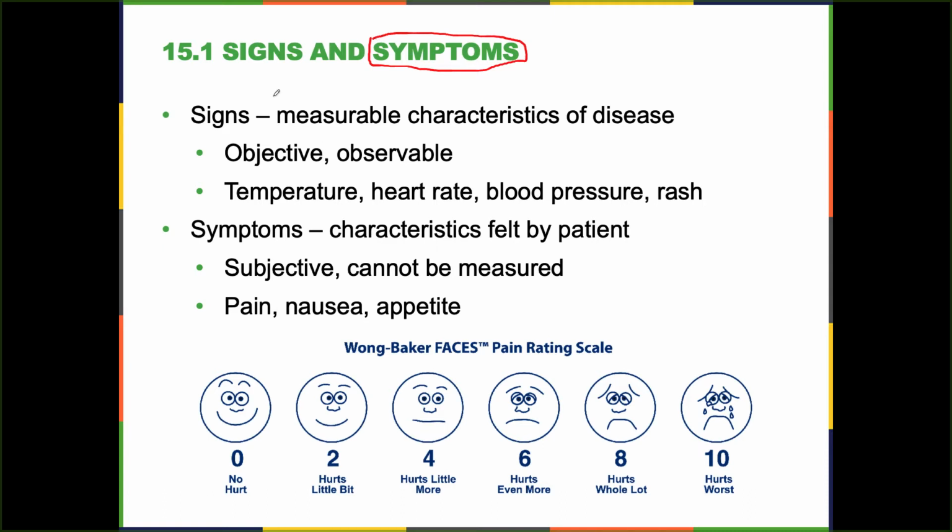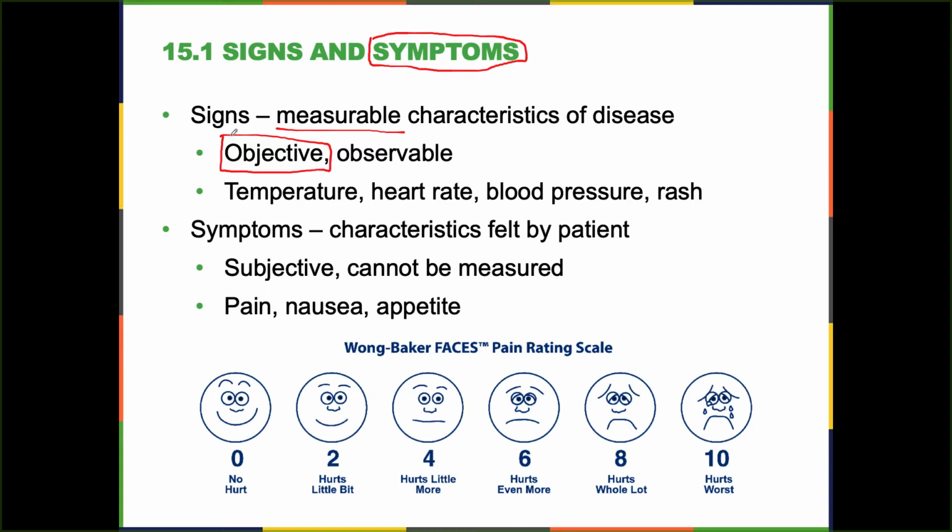So signs are measurable, right? They're objective, and they can be observed, right? So anything that can be measured, whether it's something that's seen or observed: temperature, heart rate, blood pressure, a rash, a cut, anything like that, although a cut technically isn't microbial in origin, right? But it can often lead to diagnosis. But anything that can be seen, observed, or measured is a sign, right?